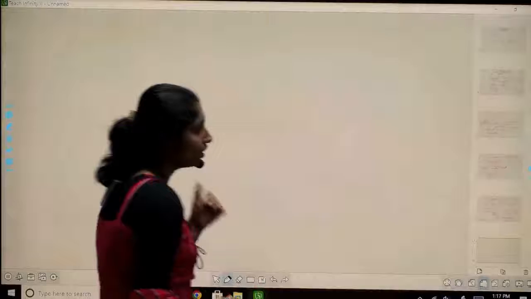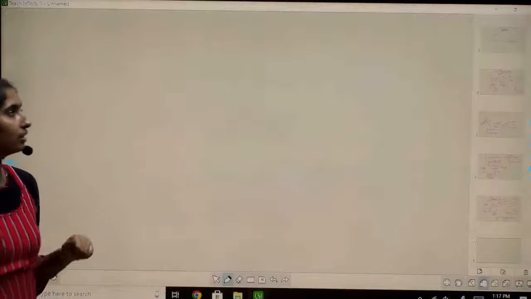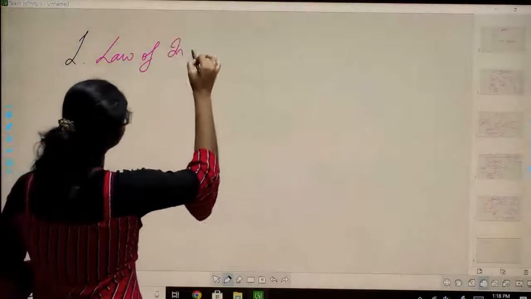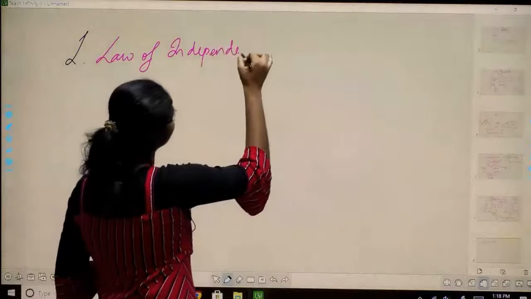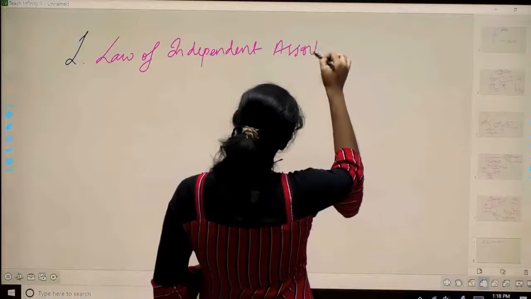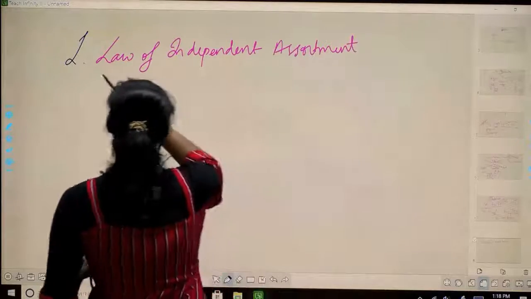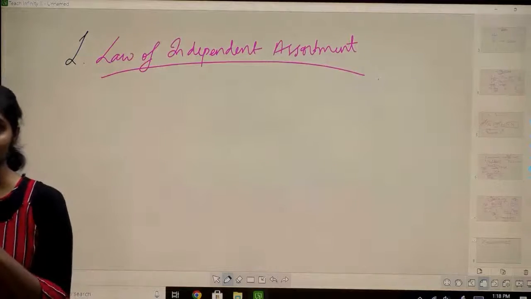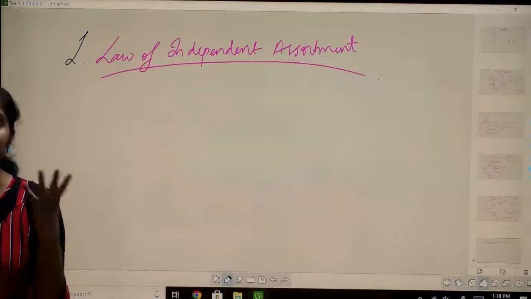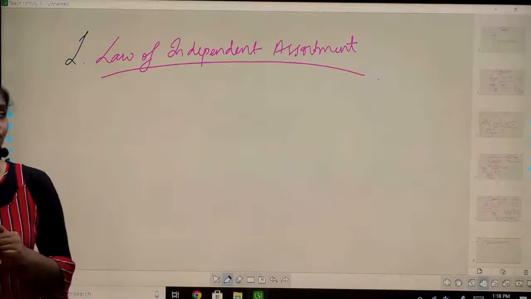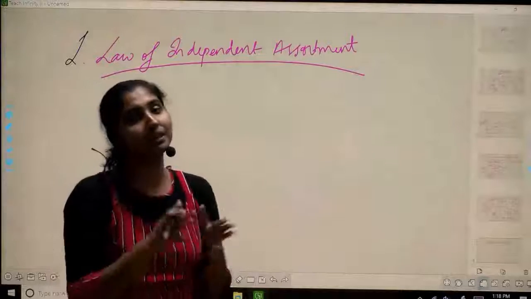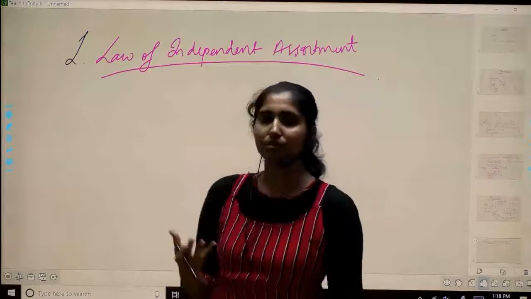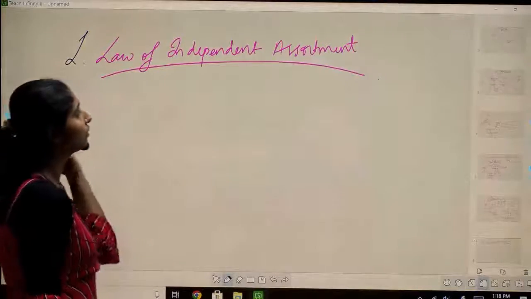Okay. Now based on this dihybrid cross, Mendel gave another law known as law of independent assortment. Law of independent assortment tells us that the segregation of alleles of one gene in no way interferes with the segregation of alleles of the other gene. So both of them happen independently of each other. So here we can see the process of independent assortment taking place. So this law was given as a result of your dihybrid crosses.